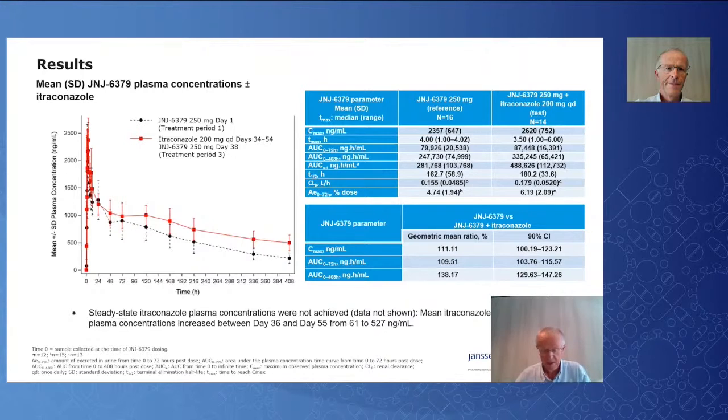Statistical analysis. During co-administration, Cmax was slightly higher, as well as initial AUC 0-72 hours, still within the 80-125% limits of the confidence interval. Differences became more pronounced for AUC 0-408 hours. The ratio for AUC was about 40% higher and outside 80-125% limits. Pre-dose itraconazole plasma concentrations increased between day 36 in period 2 and day 55 in period 3 from 61 to 527 nanogram per milliliter.